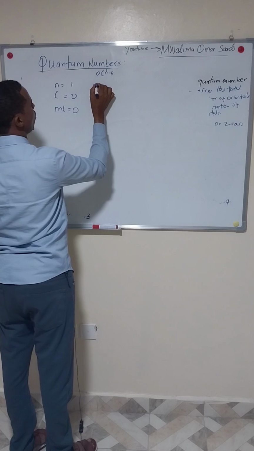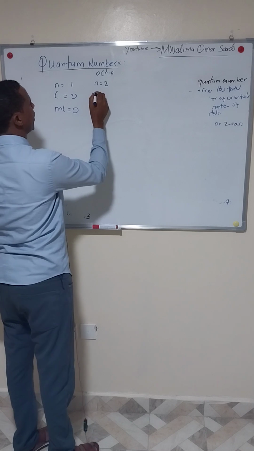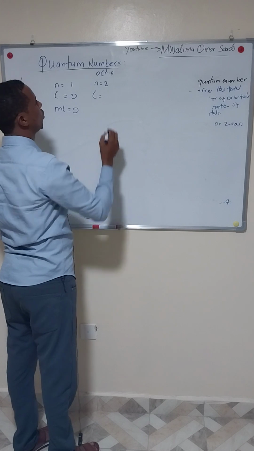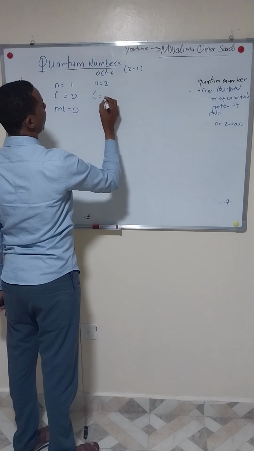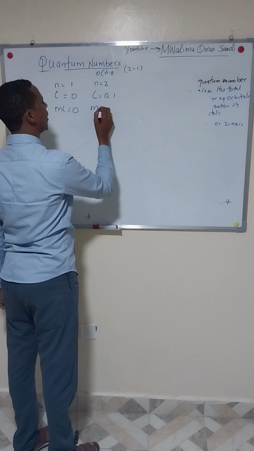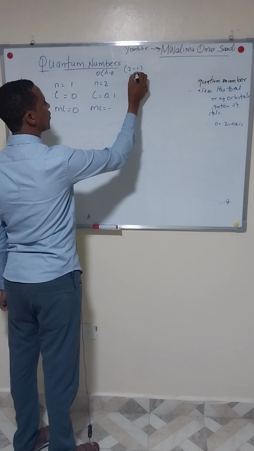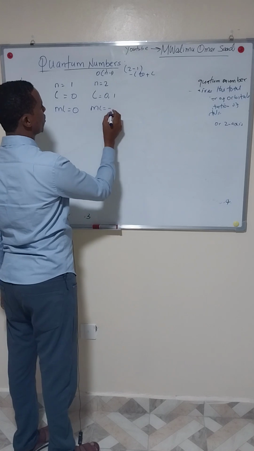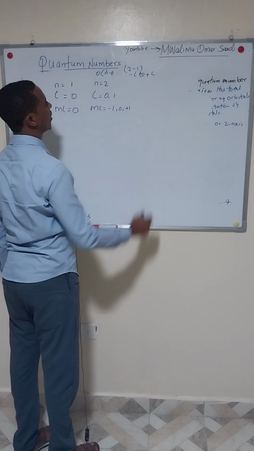If n is 2, L will have values from 0 to n minus 1, that is 2 minus 1, which is 1. So L will now be 0 and 1. And ML is all the way from negative L to positive L. Our L here is 1, so we'll have negative 1, 0, and positive 1.